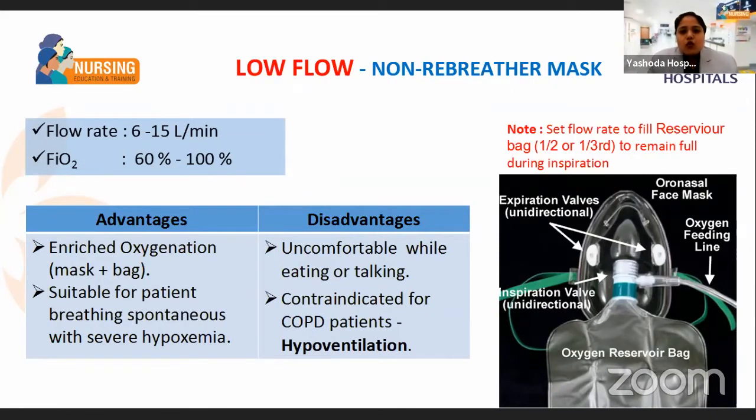So there is no combination of any carbon dioxide and oxygen. And the main thing you all need to remember, you need to set the flow rate in such a way that when the patient is taking an inspiration, we can notice the bag may collapse. To avoid the collapse of the bag, you need to set the flow rate in such a way that the bag should be filled half or 1/3 of the bag, even when the patient is taking an inspiration.